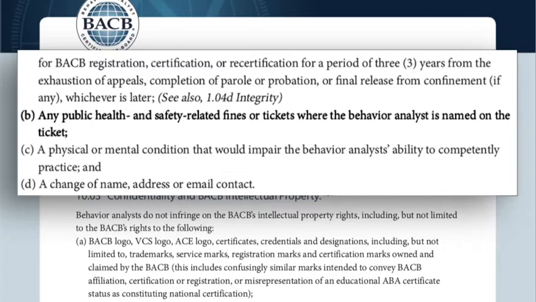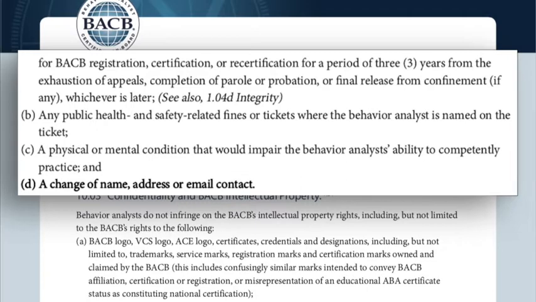B. Any public health and safety-related fines or tickets where the behavior analyst is named on the ticket. C. A physical or mental condition that would impair the behavior analyst's ability to competently practice. And D. A change of name, address, or email contact.